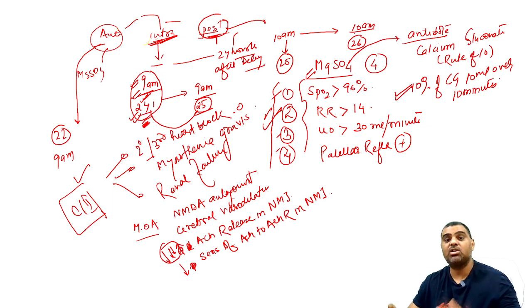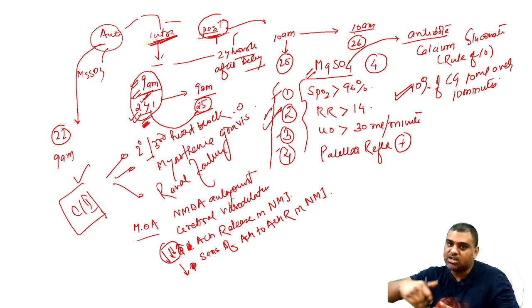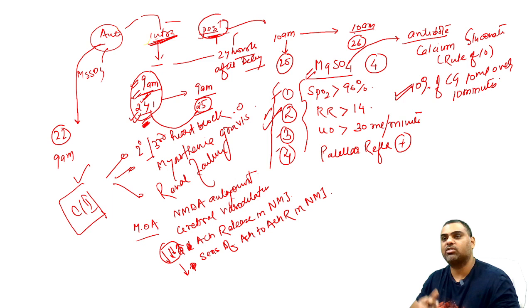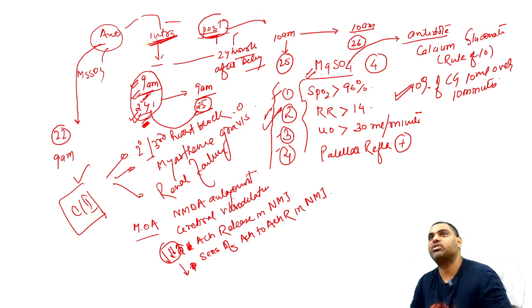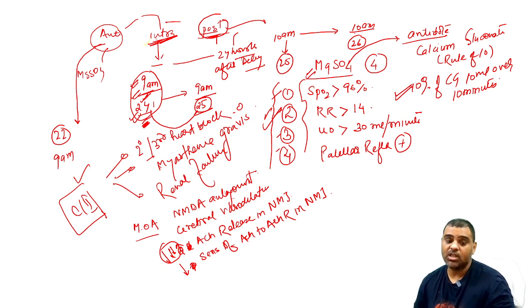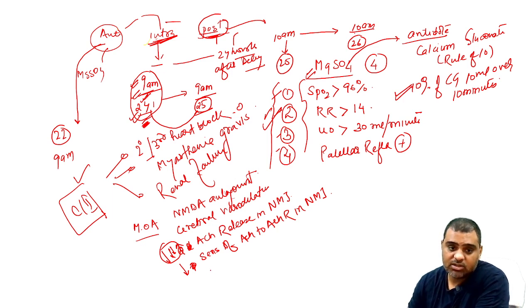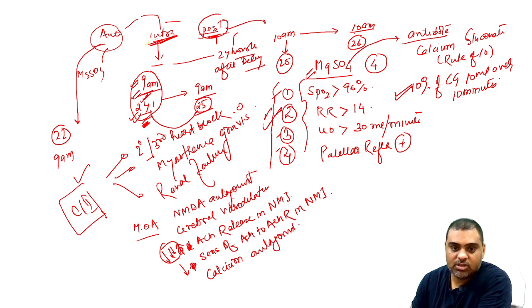Please remember, there was an 8 to 10 year gap where MgSO4 was not used, because people considered it a muscle relaxant, as it decreases acetylcholine release and the sensitivity of the acetylcholine receptor. But then research took place and it was found that it is also an NMDA antagonist, a cerebral vasodilator, and a calcium antagonist. So it decreases capillary leakage. Now I will explain what this is.